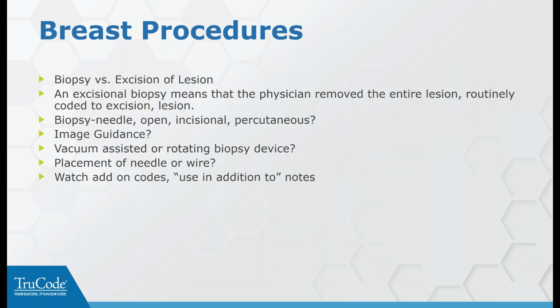Okay, there you've got different methods of image guidance. There are biopsy, needle, open, incisional, or percutaneous. If they used image guidance, that also can make a difference in the code. Sometimes they'll use assisting devices like vacuum assisted or rotating. That'll make a difference. And sometimes they will put in a little clip or a wire. These can be two different things, so you want to watch.